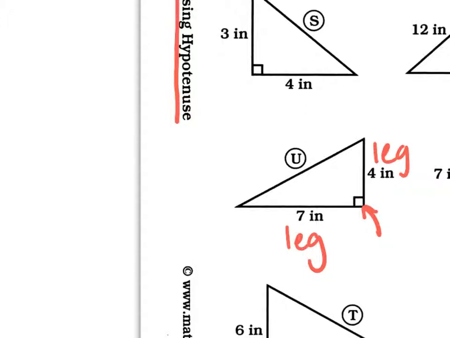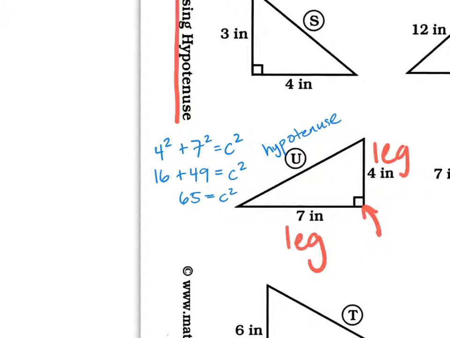Okay, our hypotenuse is the side that we do not know. Hypotenuse. And we're going to do leg squared plus the other leg squared. So that's 4 squared plus 7 squared. And that's going to equal c squared. Right? We don't know what the hypotenuse is. That's our c. 4 squared is 16, because it's 4 times 4. Then 7 squared, which is 7 times 7, is 49. That equals c squared. If I add 16 and 49 together, let's see, that's 65 equals c squared.